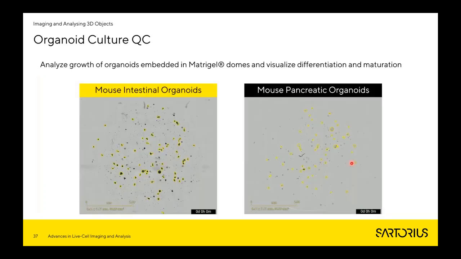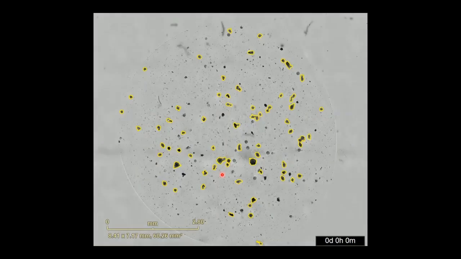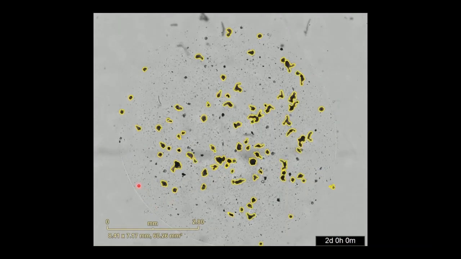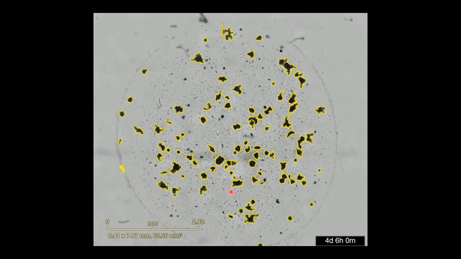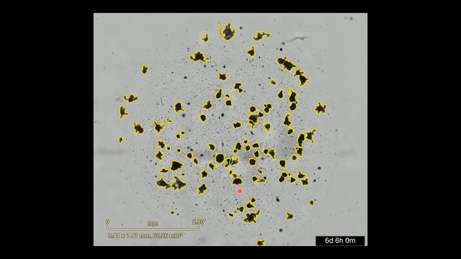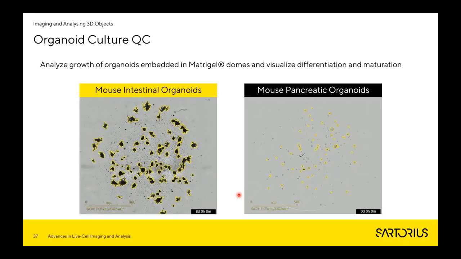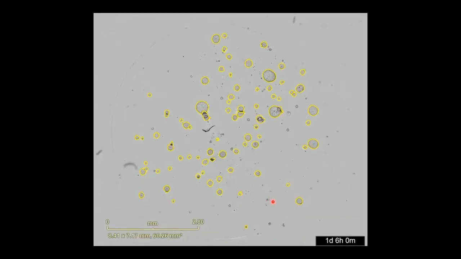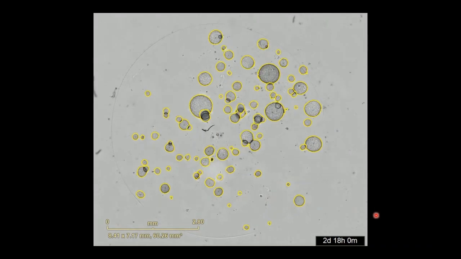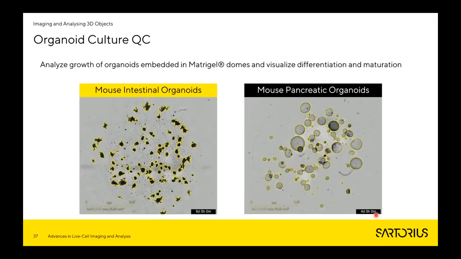In this example here, we have mouse intestinal organoids and mouse pancreatic organoids. You can see the edge here of this dome structure. And what we can see is these organoids increasing in their size, also increasing in their complexity and forming those crypt structures over about 8 days. When we look at the mouse pancreatic organoids, they have a slightly more regular structure, they're slightly more rounded, and they increase in size considerably faster.